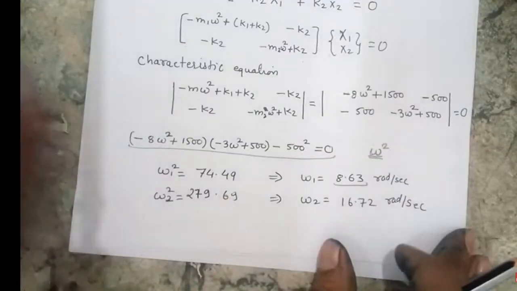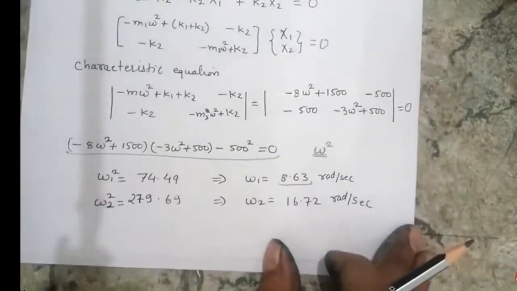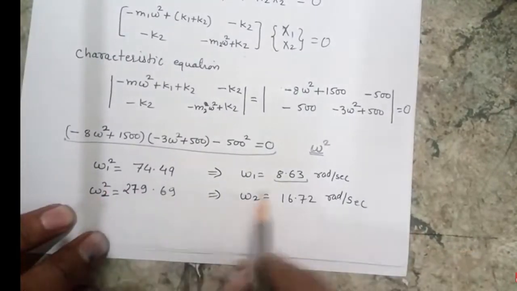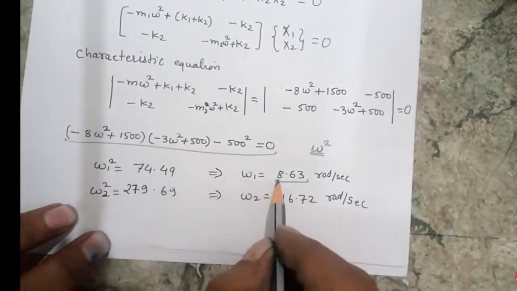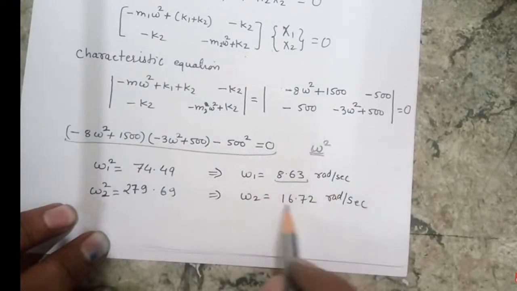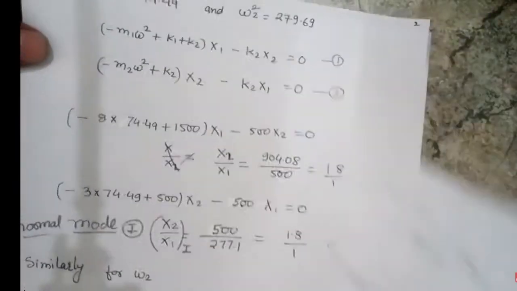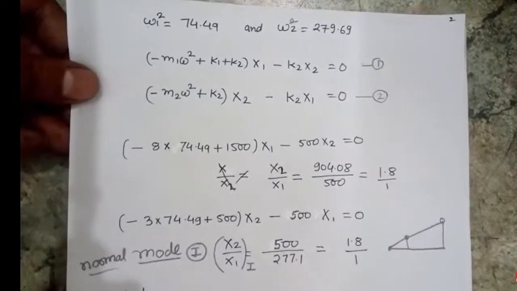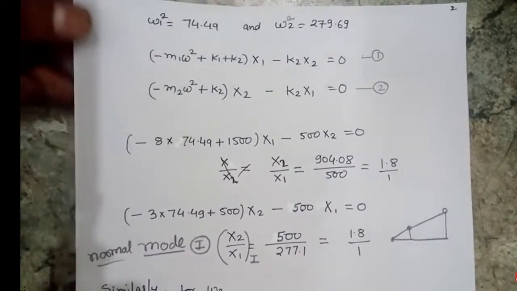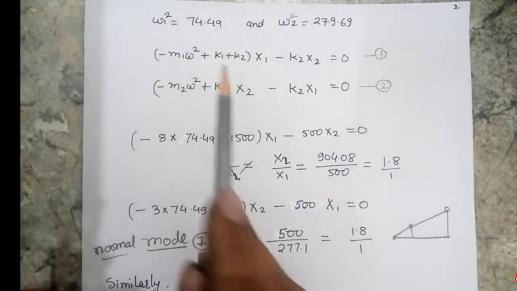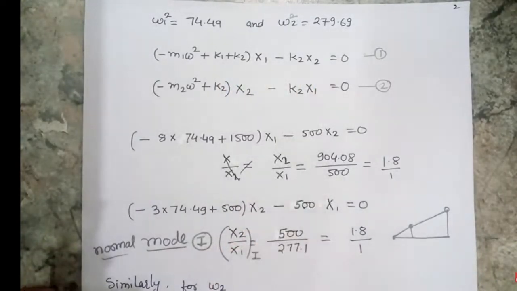These two roots are nothing but the two natural frequencies of my system, and when I take the square root, I get that the first natural frequency is 8.63 radian per second and the second natural frequency is 16.72 radian per second. After getting the two natural frequencies, the next job will be to put these two natural frequencies back into the governing equation and find the values of X1 and X2.